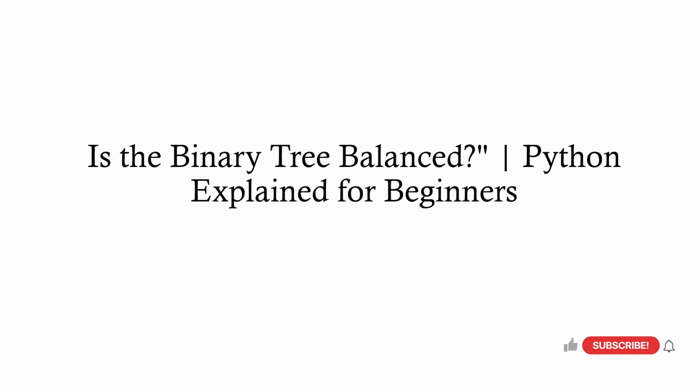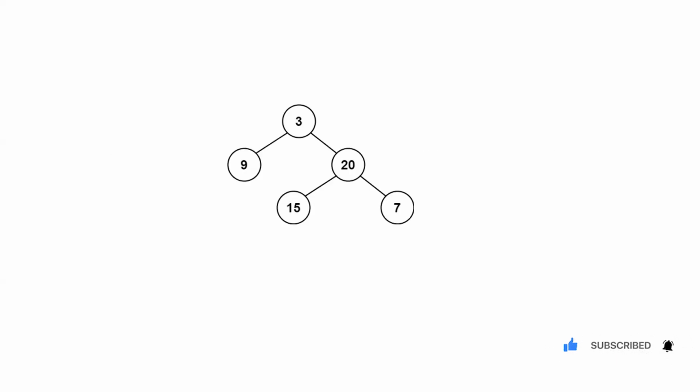Let me explain. A binary tree is height balanced if for every node the height of the left and right subtrees differ by no more than 1. If the left and right heights are equal, then it means the binary tree is balanced. But if the height difference is greater than 1, that means our binary tree is not balanced. Okay, so let's first of all check the binary tree.